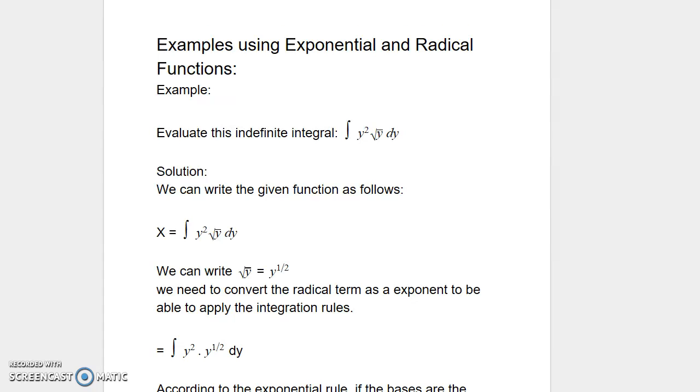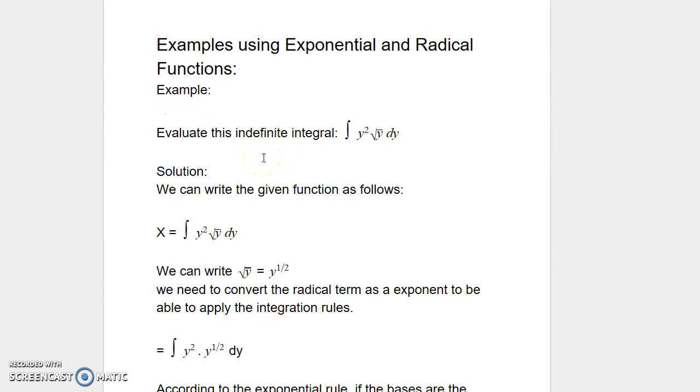Welcome to my presentation. This presentation is part of the playlist Indefinite Integrals More Examples. In this presentation, we will be solving examples related to exponential and radical functions.